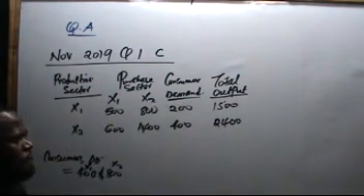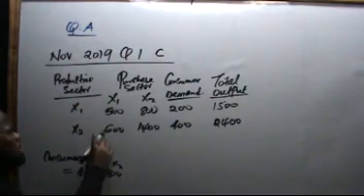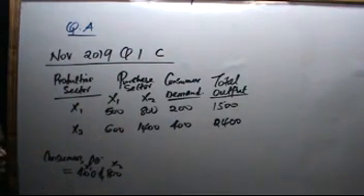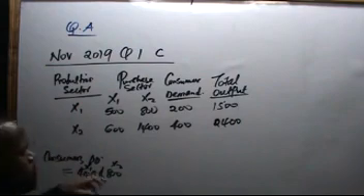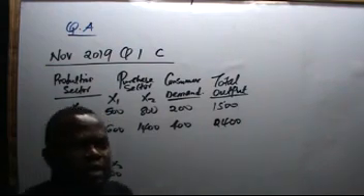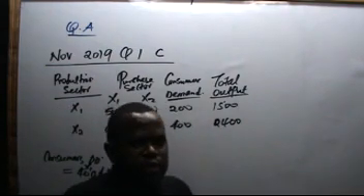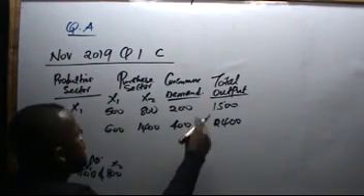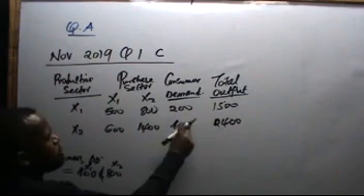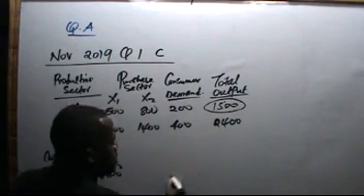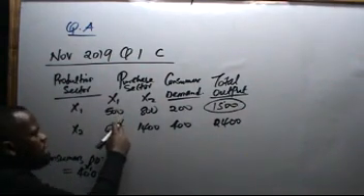Now you need to remember this. The technical coefficient matrix relates the output of a sector to what the sector has inputted or consumed. For example, this is the first sector, X1. The total output was 1500 units. It has consumed 500 and 600.